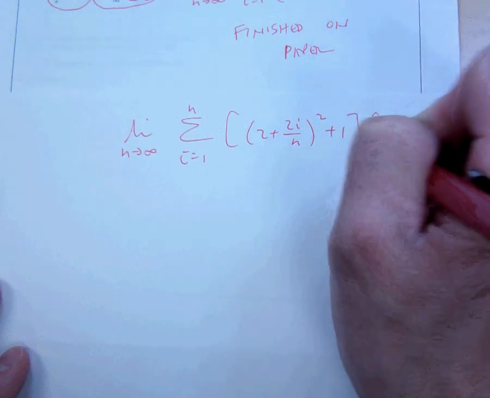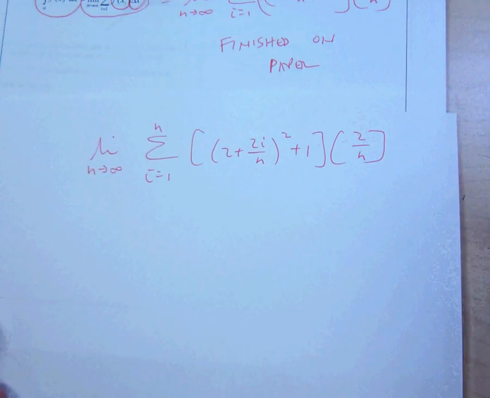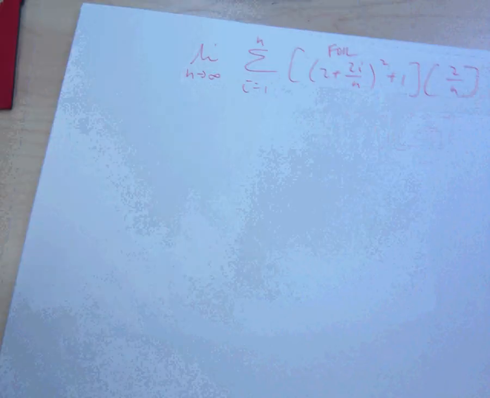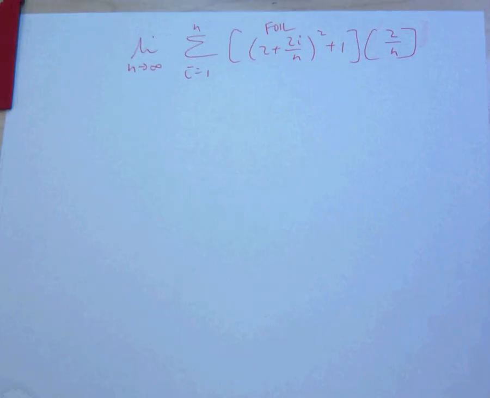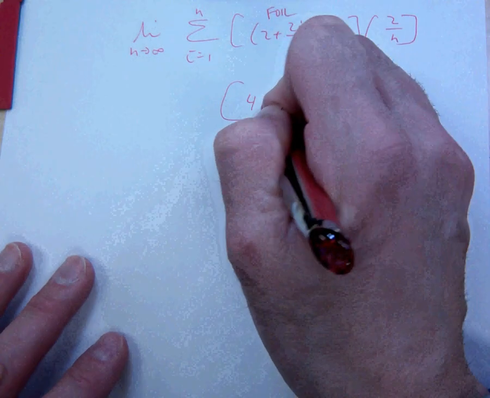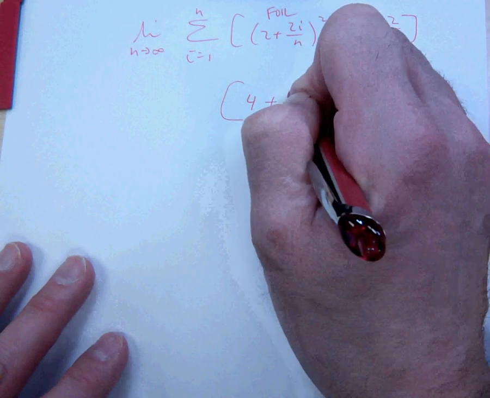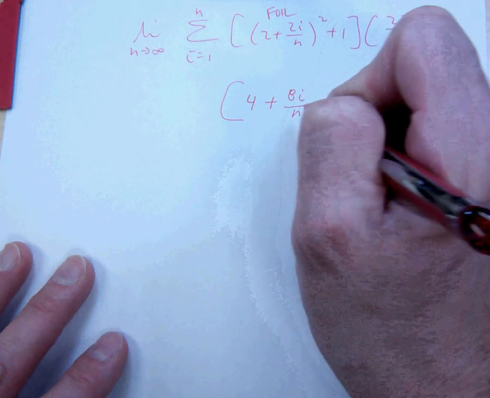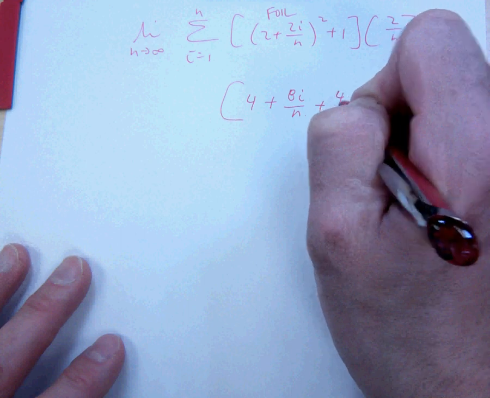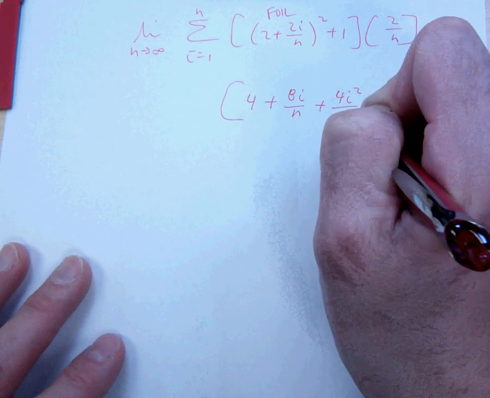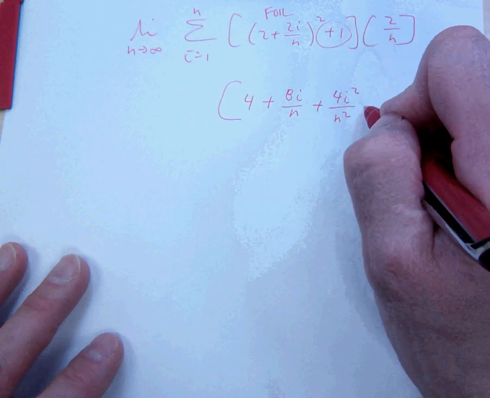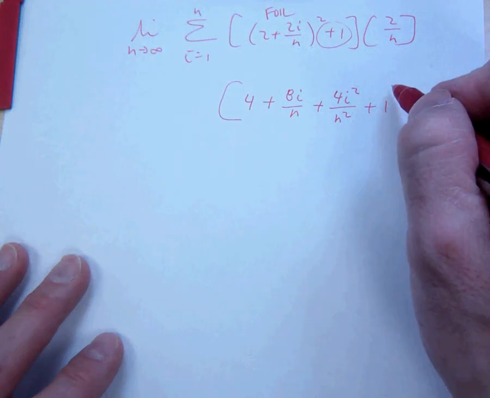All right, so what are we going to do here? Well, first thing I'm going to do is FOIL here. Everybody agree? If I FOIL, I get 4 plus 8i over n, plus 4i squared over n squared, right? Don't lose your plus 1. That's a common mistake, students forget to put the plus 1 after they FOIL.